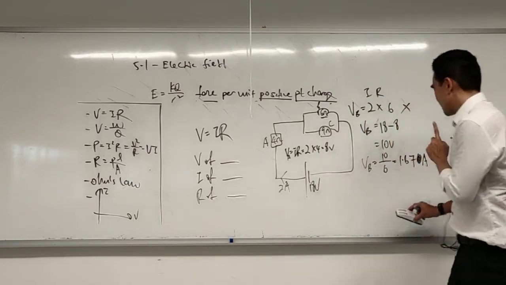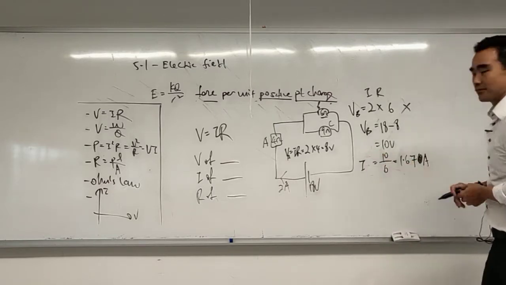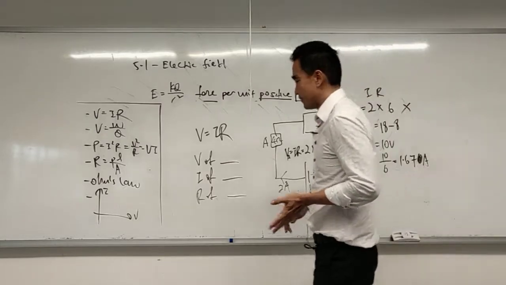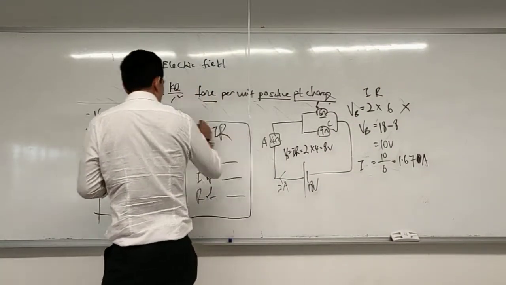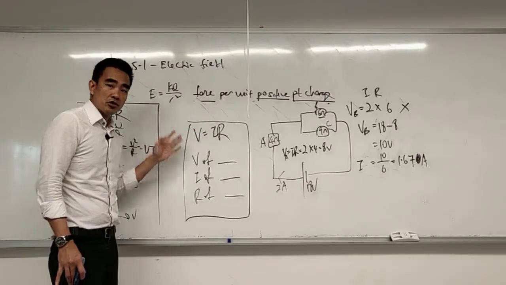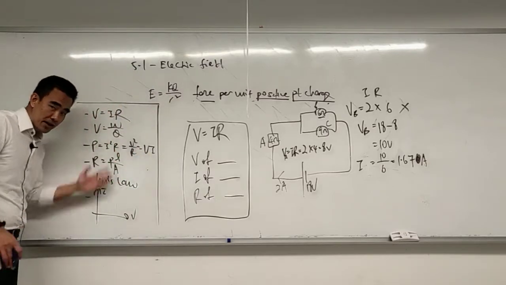No, there's something wrong. 10 divided by... no, I want to find current. Current will be equal to 10 divided by 6, which is 1.67 mA. So what am I trying to say over here? That whenever you use a circuit, you can use this very important idea that whenever you use V equals IR, you need to make sure that the V of, I of, R of are the same. And this is a very important habit in using every equation.